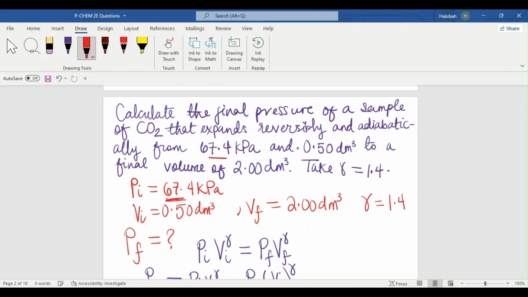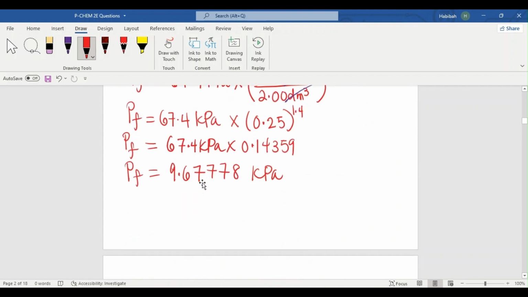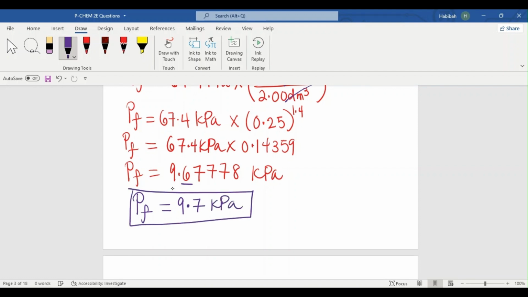We have three sig figs here, two sig figs here, three sig figs here, and two sig figs here. So that means our answer would have to be approximated to two sig figs. So P final is actually going to be 9.7 kilopascal. So this is basically how you solve this particular question.